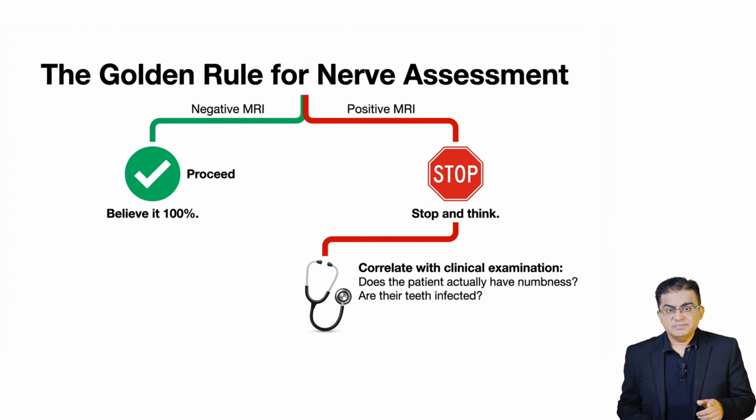But when MRI says perineural spread is present, stop and think. Correlate MRI findings with your clinical examination. Go back to the patient and take history and do physical examination again. Does the patient actually have numbness? Are their teeth infected? Never blindly sacrifice a patient's jaw or label them incurable just because an MRI showed enhancement. You have to be smarter than the scan.